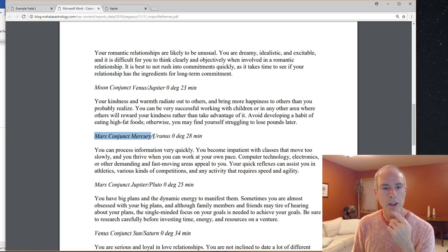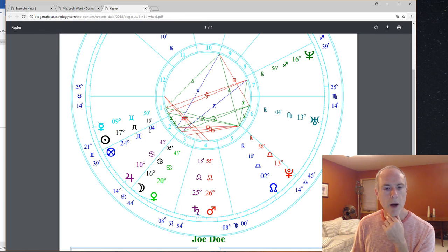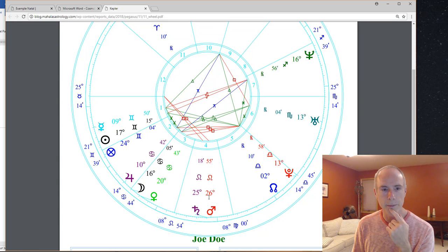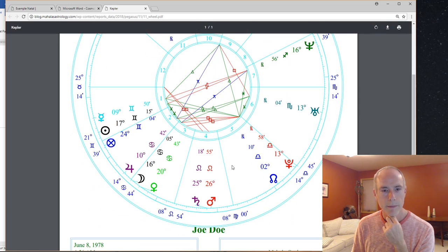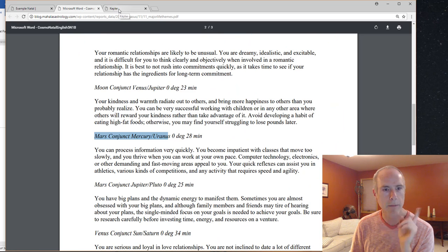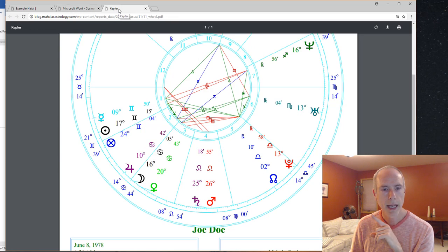Here's another one. Mars conjunct Mercury and Uranus. So Mars, here's Mars, Mercury, and Uranus. Mercury, where's Mercury? Is Mercury on the top of the chart? You're probably all seeing Mercury right here, and Uranus. So Uranus is right here. Mars conjunct Mercury and Uranus, if I got that right.